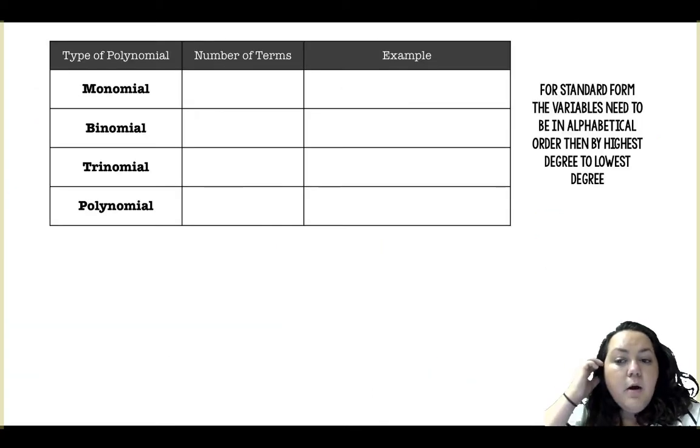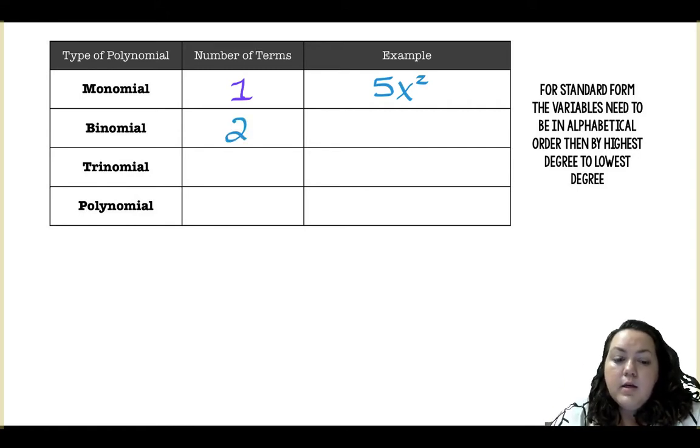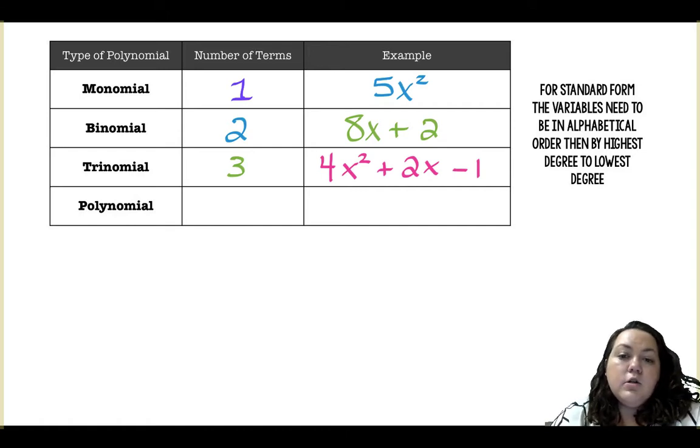All right, now polynomials. There are different types of polynomials. You can have a monomial, which is just one term. An example could be 5x squared. So that whole thing is one term. A binomial has 2 terms, and it would be like 8x plus 2. And a trinomial has 3 terms. It would be 4x squared plus 2x minus 1. So your terms are going to be separated by addition or subtraction. And a polynomial would be 4 or more terms. Really, all of them fall under the branch of polynomials.